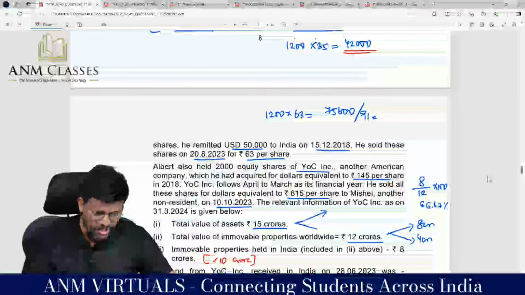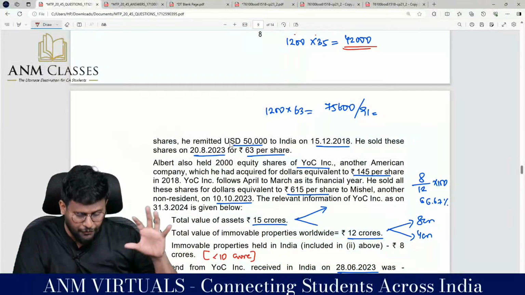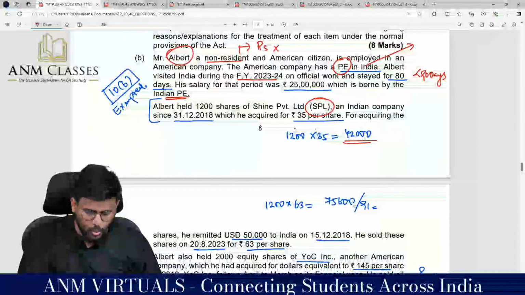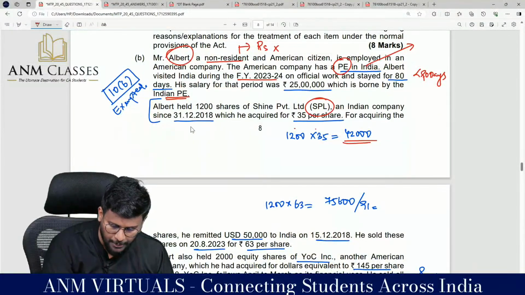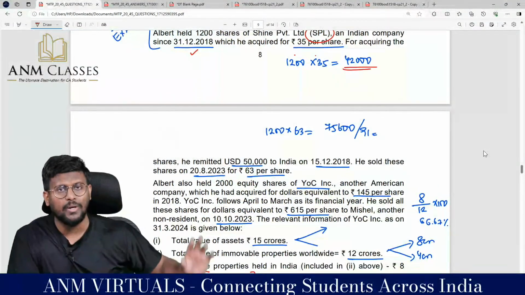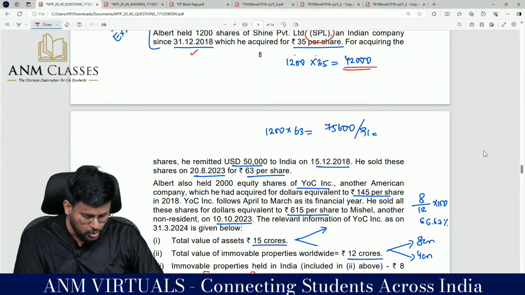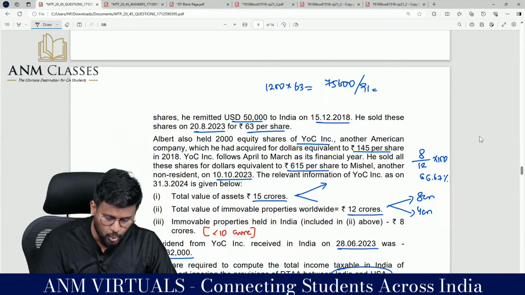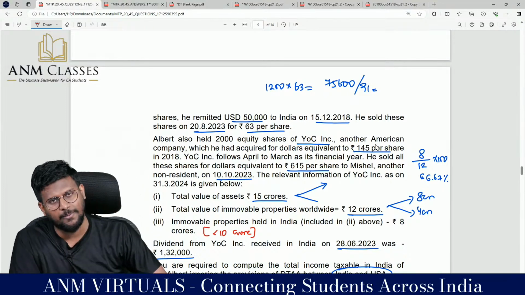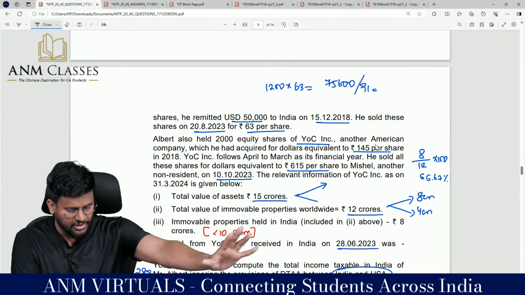For acquiring the shares, he remitted $50,000 to India on 15/12/2018. He purchased on 31/12, but he had remitted the money from the foreign country on 15/12. He remitted $50,000. He sold these shares on 28/2023 for 63 per share. He sold them in India for 63 rupees.